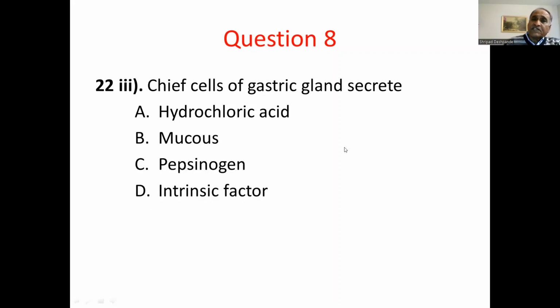Chief cells of gastric gland secrete. So there are chief cells and parietal cells in the gastric glands. The chief cells of the gastric gland secrete A. Hydrochloric acid, B. Mucus, C. Pepsinogen, D. Intrinsic factor.